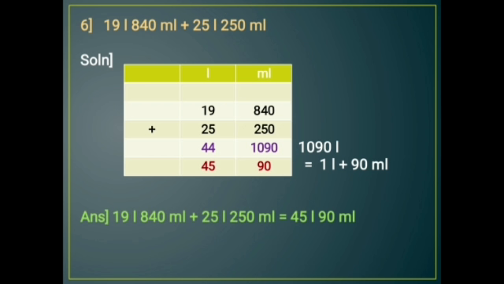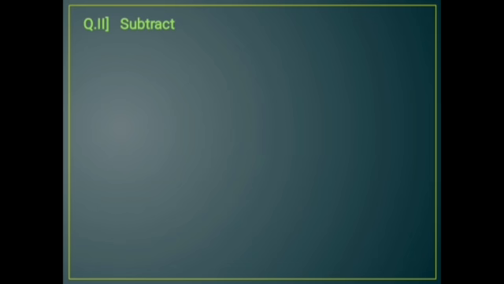So the answer: 19 liter 840 milliliter plus 25 liter 250 milliliter is equal to 45 liter 90 milliliter. Next, question number 2, subtract. First, 19 rupees 50 paise minus 12 rupees 60 paise.